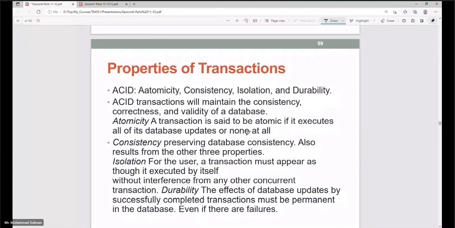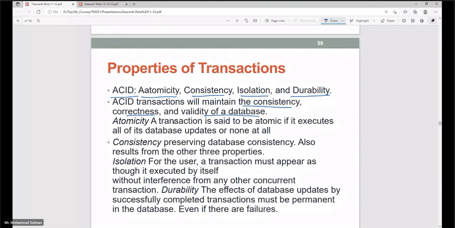Properties of a transaction. Every transaction must have the ACID properties, which are atomicity, consistency, isolation, and durability, meaning it will stay in the database. Every transaction should be atomic and in isolation, and the transaction should be durable. So an ACID transaction will maintain the consistency, correctness, and validity of the transaction.